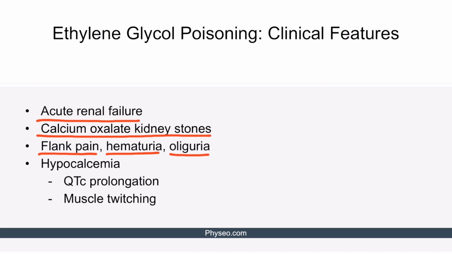When oxalate binds to calcium, it can also cause hypocalcemia, which leads to a couple of manifestations that are important to keep in mind. First, hypocalcemia causes QTc prolongation on EKG, which can progress to cause cardiac arrhythmias such as torsades de pointes. Another common consequence of hypocalcemia is muscle twitching, which may also be seen.